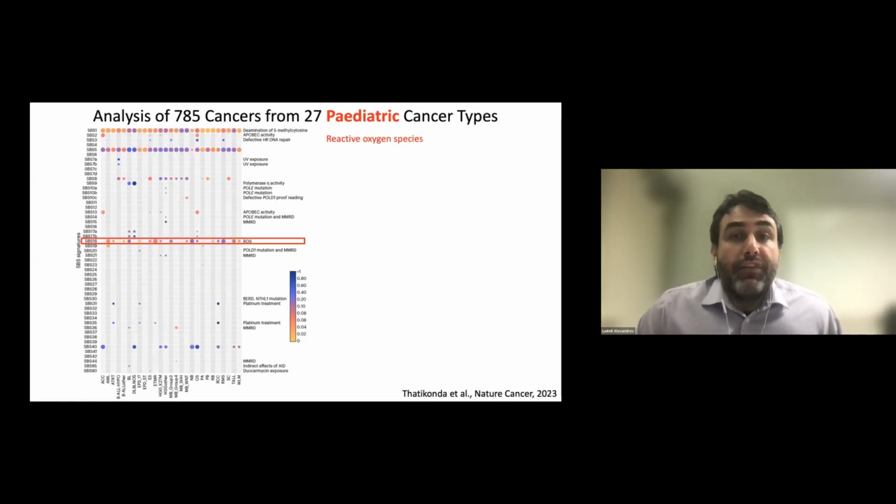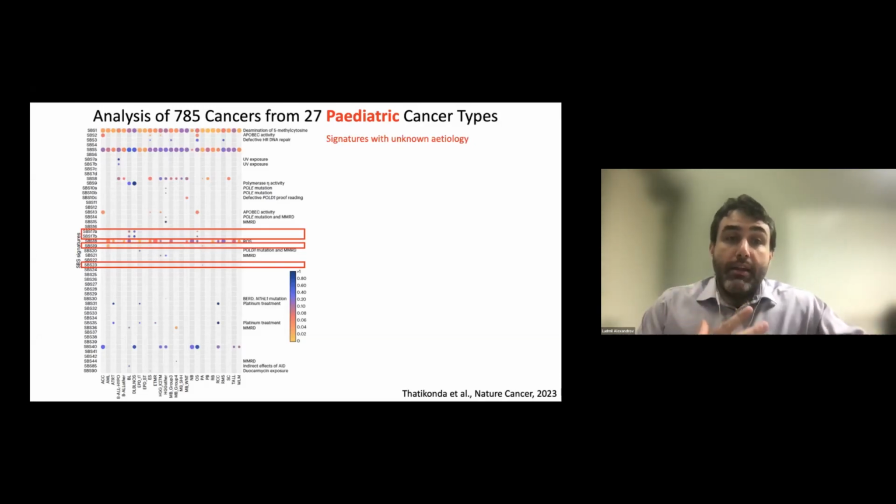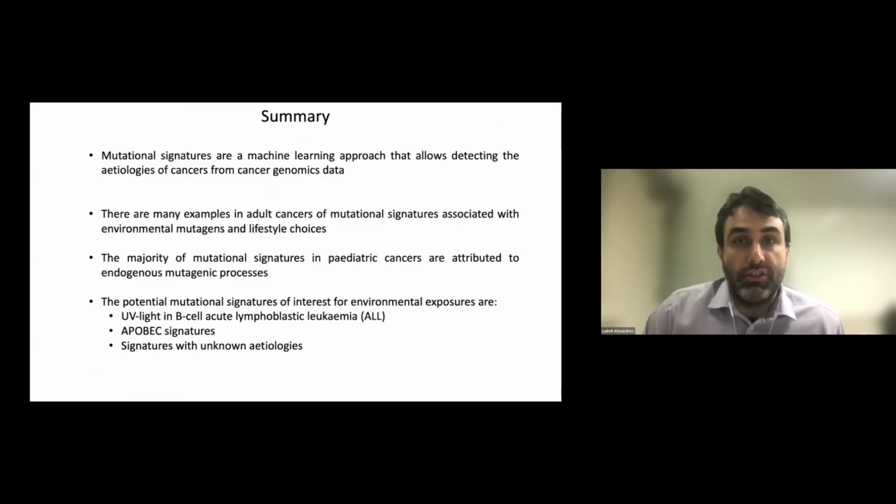The mutational signature for reactive oxygen species is very prevalent in childhood cancers, much more than in adulthood cancers, and we do not understand why that's the case. And in addition to that, there are a number of signatures with unknown etiologies, and it's entirely possible that they're caused by lifestyle choices or environmental exposures.